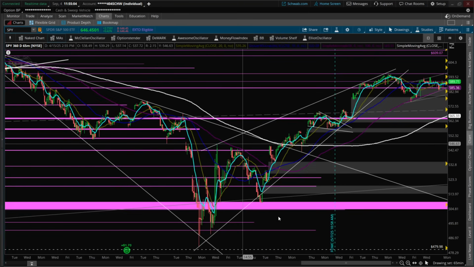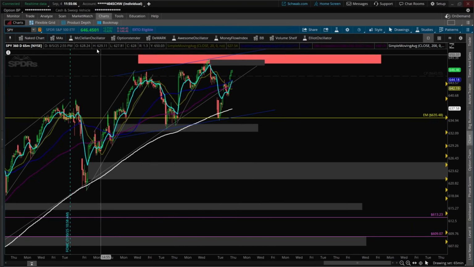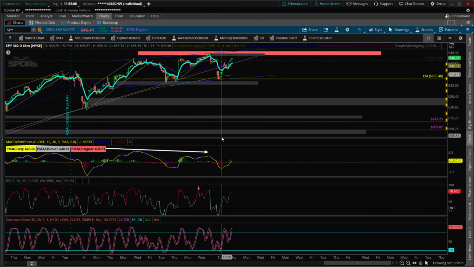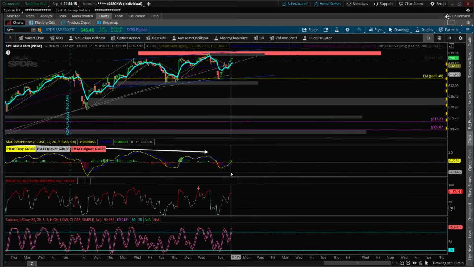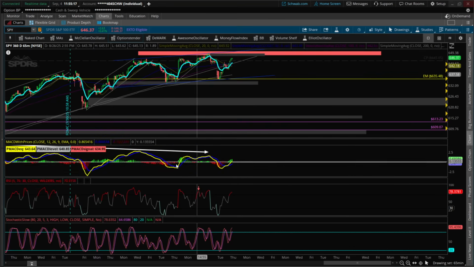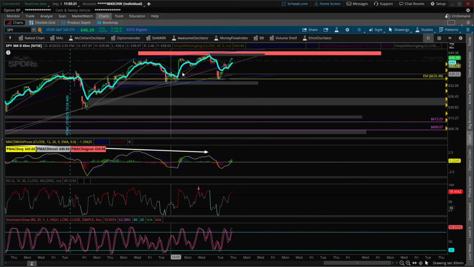Moving averages, we're back above. Had the bull cross here, but really going sideways. If price action was to break down, this could go much lower on the MACD, just so you know. We're really in this tight range here, and that represents a channel right now.